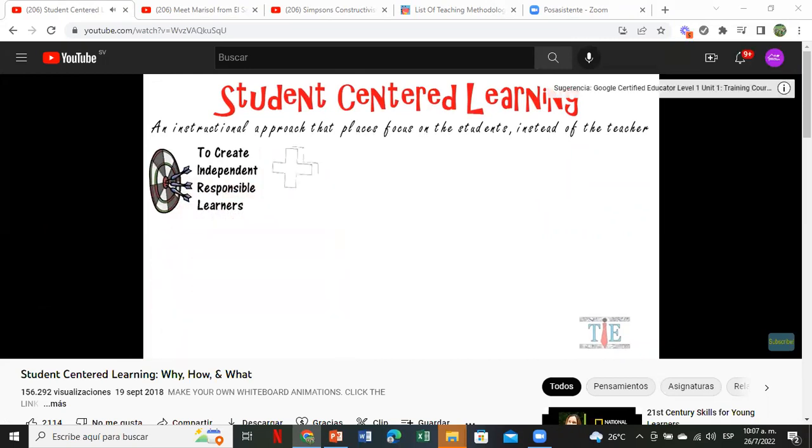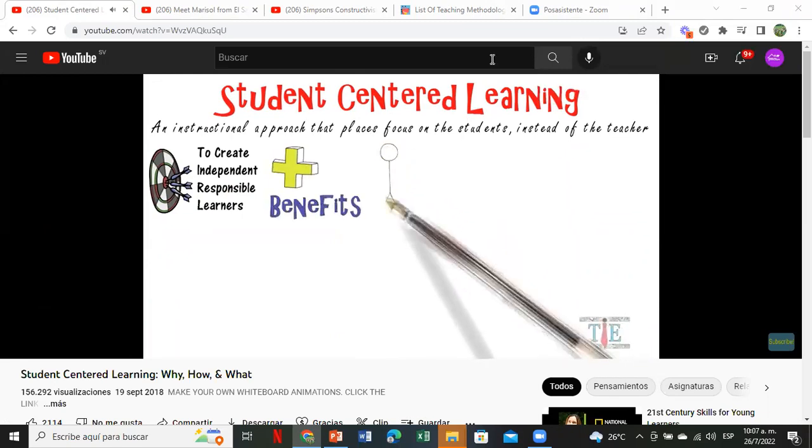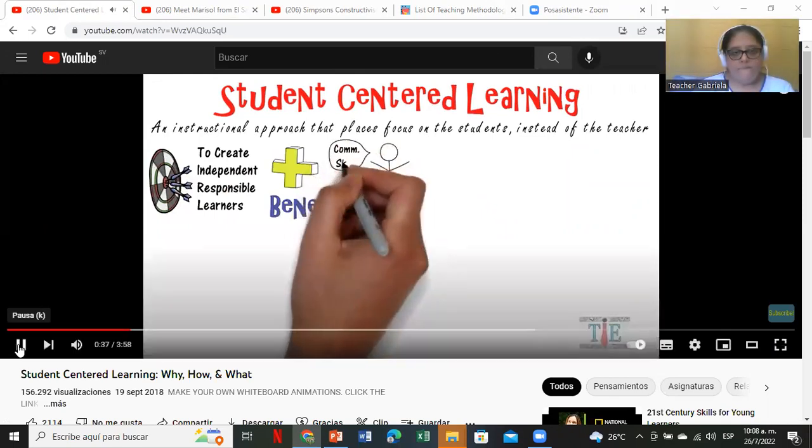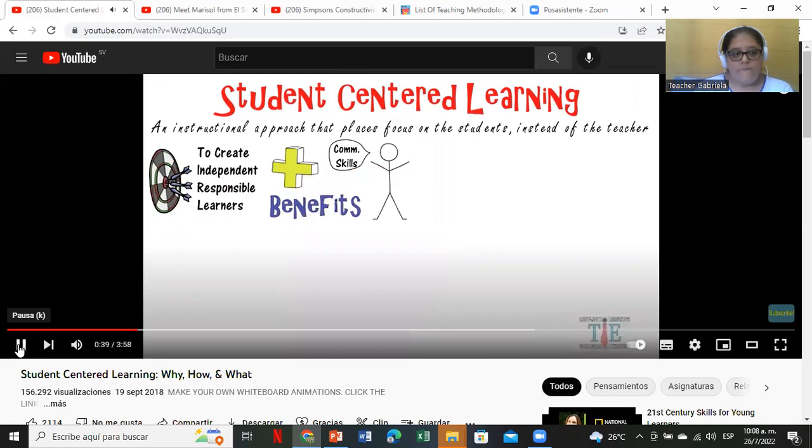Now, there are many positive benefits to using a student-centered classroom model. Research has shown that students learn how to express themselves and articulate their individual ideas. Teacher, do you use this method in class?